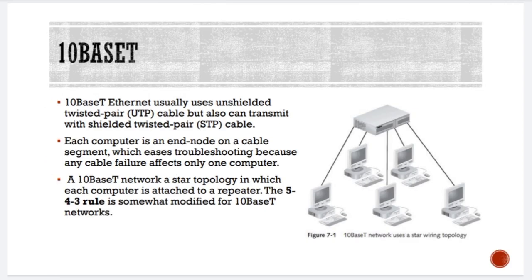10BaseT Ethernet usually uses unshielded twisted pair or UTP cable, but also can transmit with shielded twisted pair or STP cable. Each computer is an end node on a cable segment, which eases troubleshooting because any cable failure affects only one computer. A 10BaseT network is a star topology in which each computer is attached to a repeater. The 5-4-3 rule is somewhat modified for 10BaseT networks.